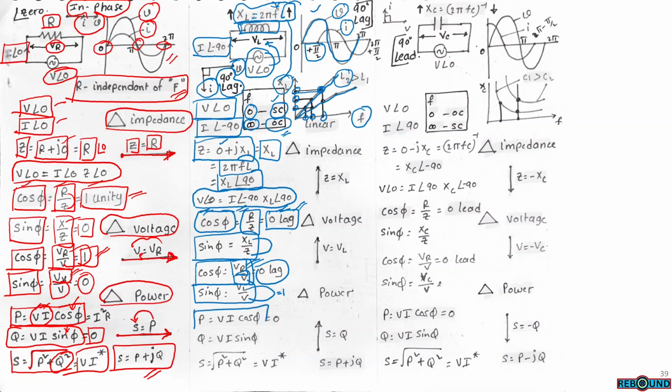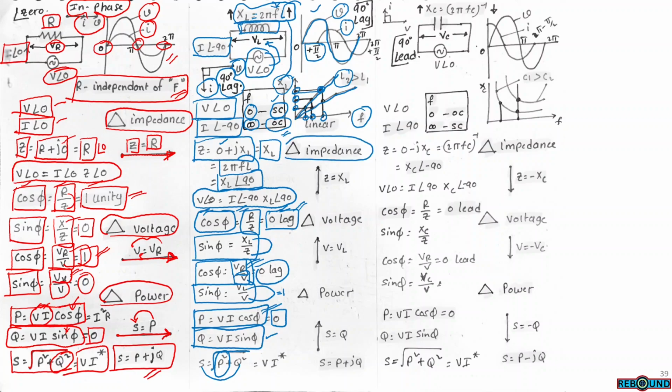P equals VI cos phi. Here the cos phi term is 0, so the total power term will be 0. Q equals VI sin phi. This will exist. S equals the square root of P square plus Q square. Here the P term is 0 completely, so S will be equal to Q.